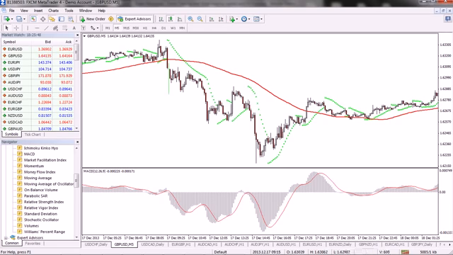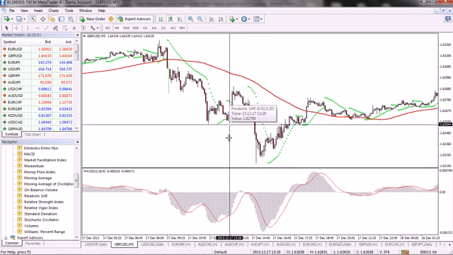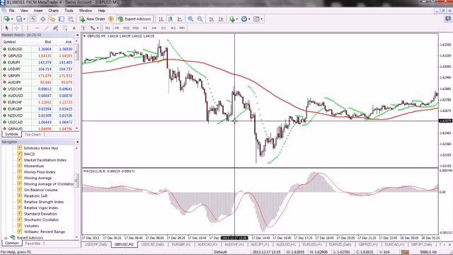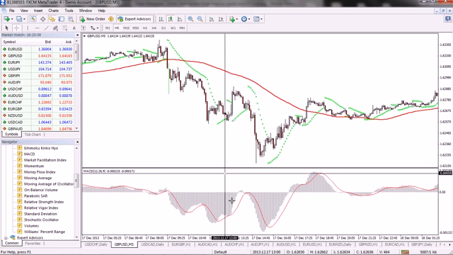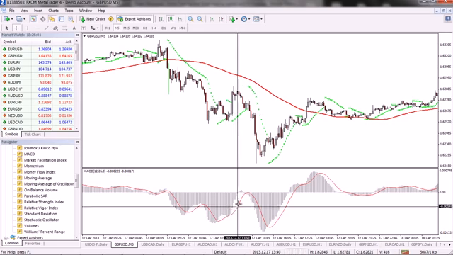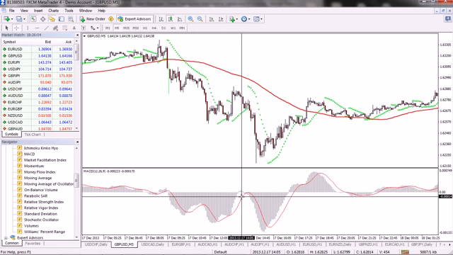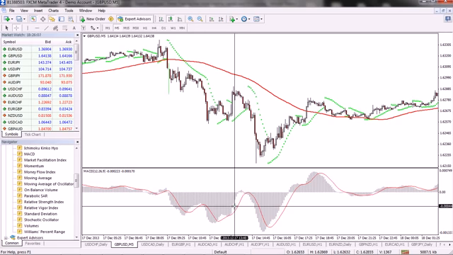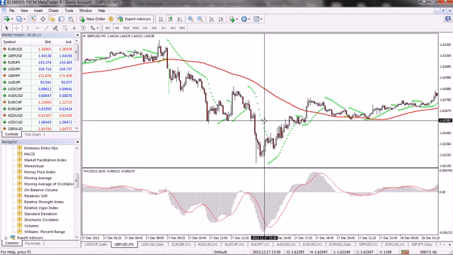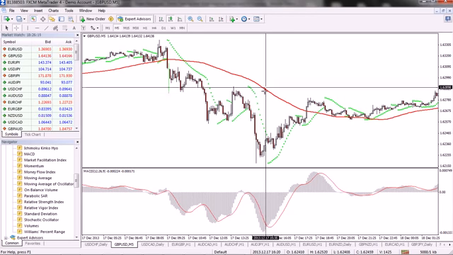And if you see this part where parabolic SAR dots are formed above candlesticks, but the histogram bars are decreasing from below 0, that means this is not a real entry point. So this is how you can use this strategy. And this is a good strategy actually.